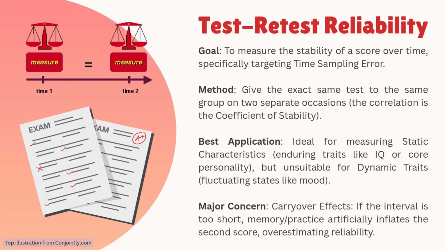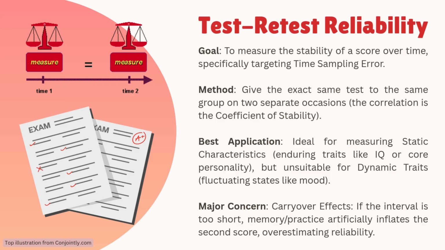So the whole point of test-retest reliability is to target time sampling error. We want to know, if we measure a stable trait today, will we get basically the same result if we measure it again later? If not, the test is unreliable because the score is too affected by the time between the two test sessions.